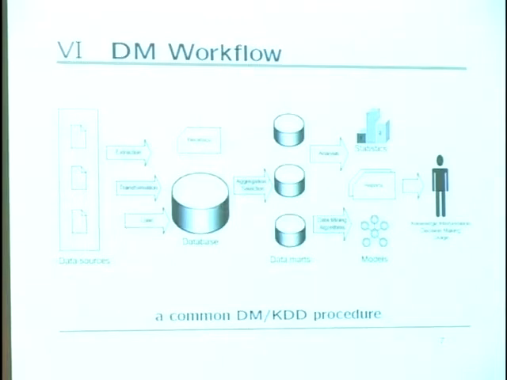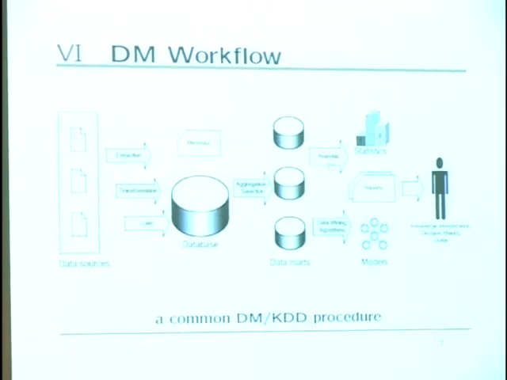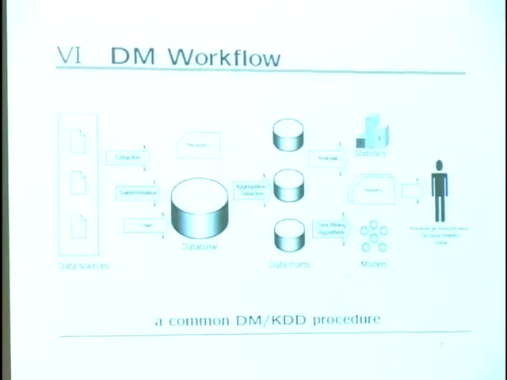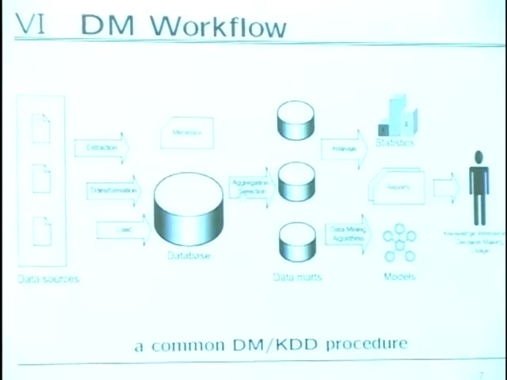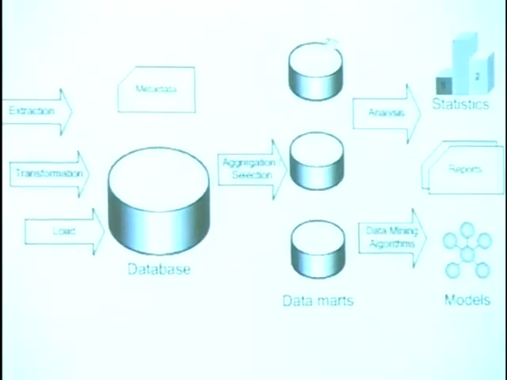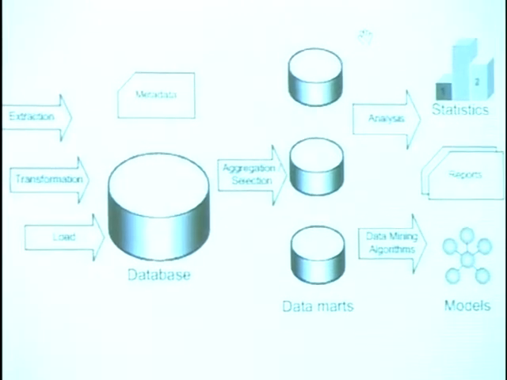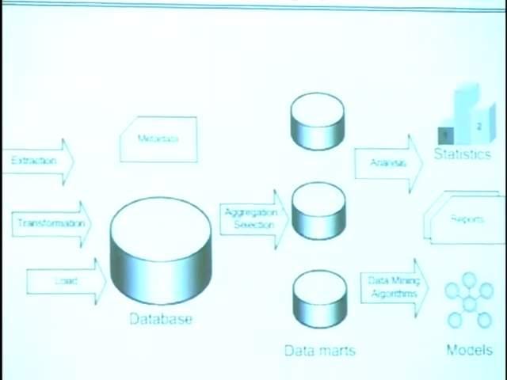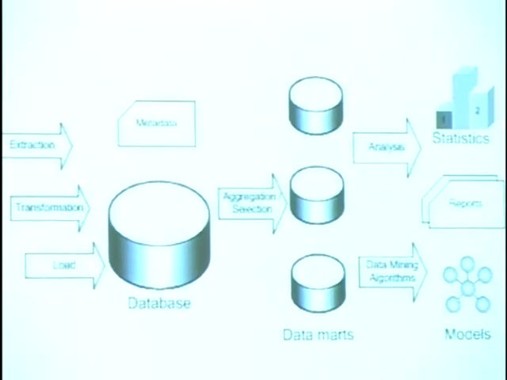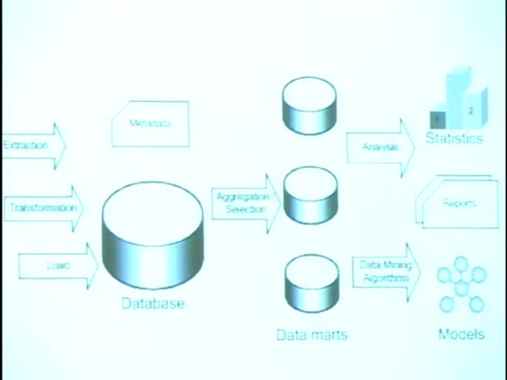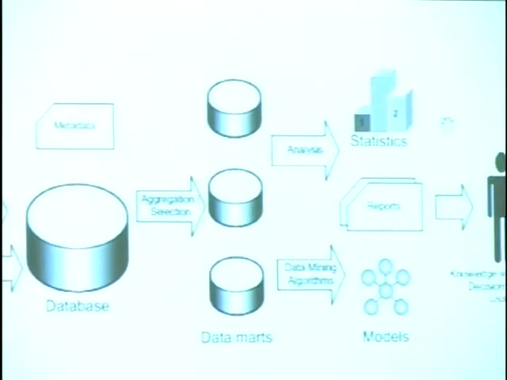This all ends up with a working copy of the data in your database, sometimes with metadata. Before you start to apply your statistical analysis and data mining algorithms, you usually select subsets of the data in data marts, which are some kind of views on your data. Furthermore, you usually create some indices on the data to speed things up.